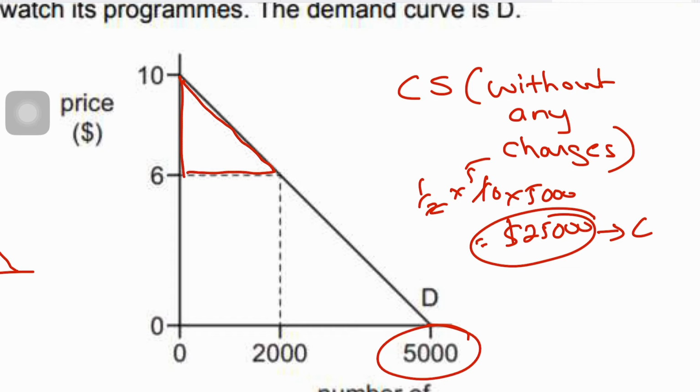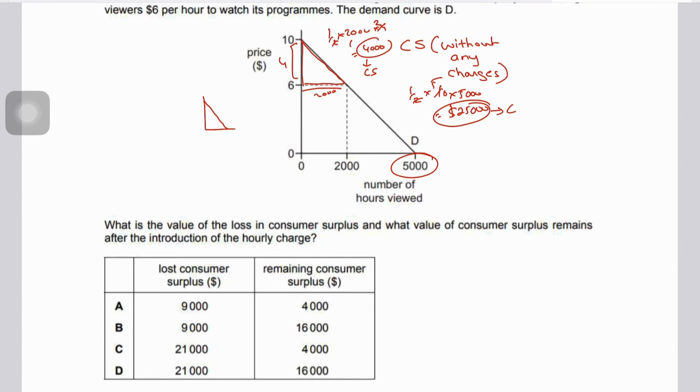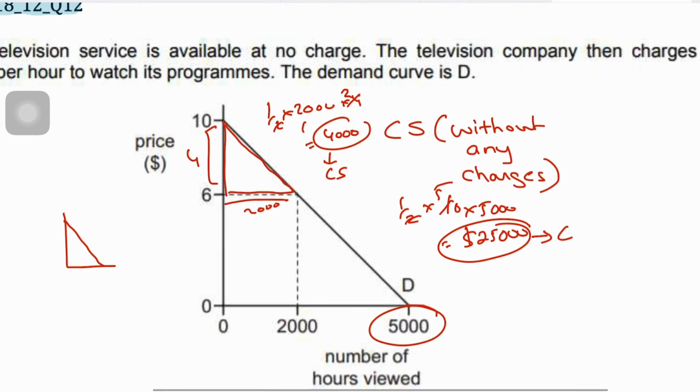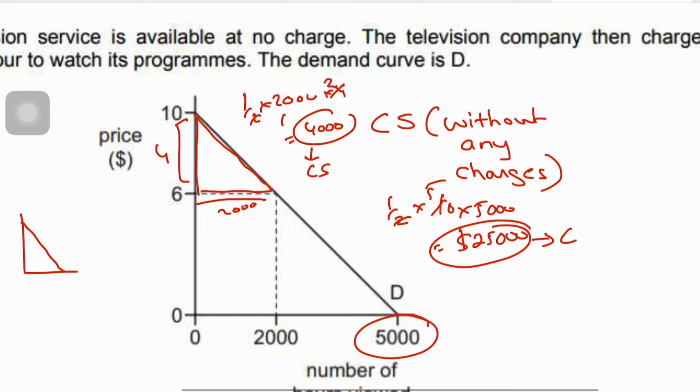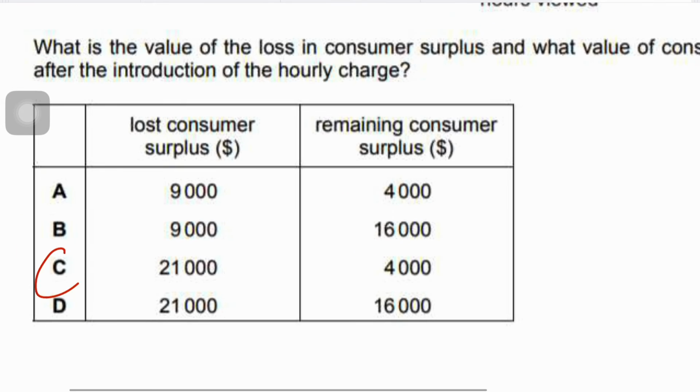So if I calculate the area of this triangle, it should be half times 2000, because this would be 2000 and this would be 10 minus 6, 4, times 4, and the answer should be 4000. So 4000 should be my consumer surplus after this charge is imposed. So remaining consumer surplus should be 4000, so the answer should be A or C. And if my consumer surplus without the charges is 25,000, after the charges it's 4,000, so how much have I lost? I've lost $21,000 of consumer surplus that I was gaining previously by paying nothing, right? So the answer is C, right?